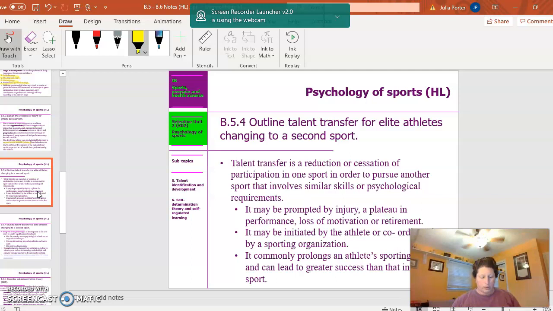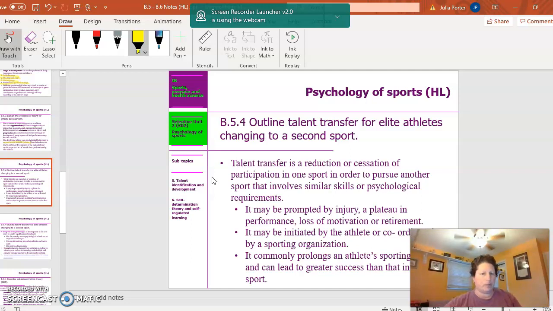All right, moving on to talent transfer. Talent transfer, this is the last little section for B.5. Talent transfer for elite athletes. Basically, why would an athlete want to transfer out of their sport?